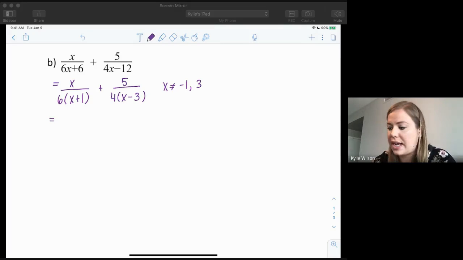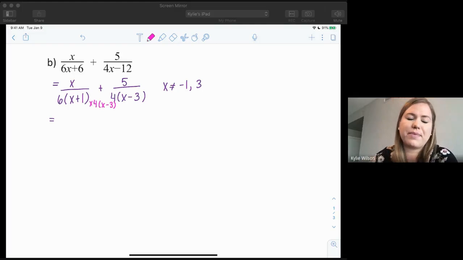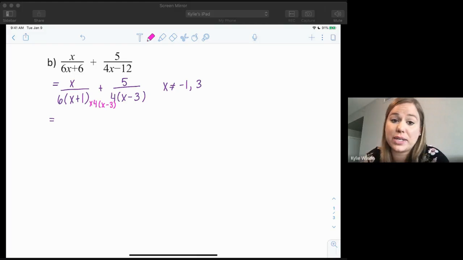Okay, so now let's find our common denominator. If I look here, I want to make these denominators match. So I basically need to think, what are my denominators missing? My 6 times x plus 1 here is missing a 4, and it's missing x minus 3. Now, we can multiply it just like this. It's not necessarily going to be our lowest common denominator, but it's very straightforward.